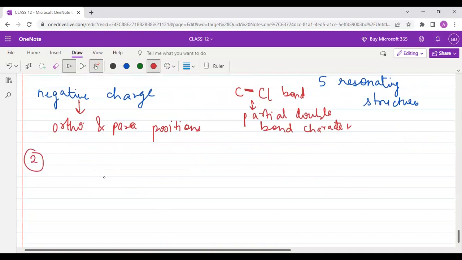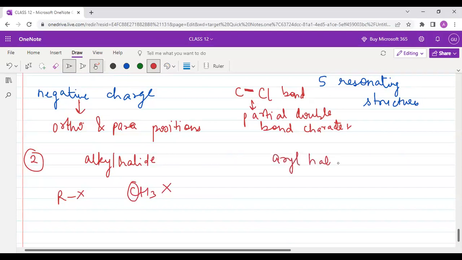Now, if we talk about alkyl halide, so alkyl halide is simply RX. Suppose the example is CH3X. Now tell me, what is the hybridization of carbon? I told you in the beginning of this chapter. Hybridization of the carbon in alkyl halide. Wait.